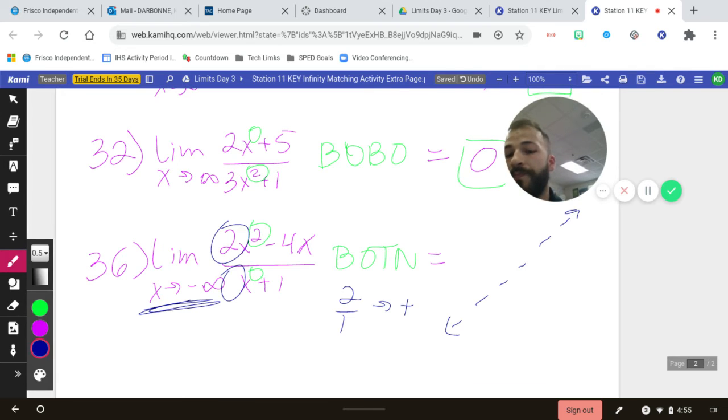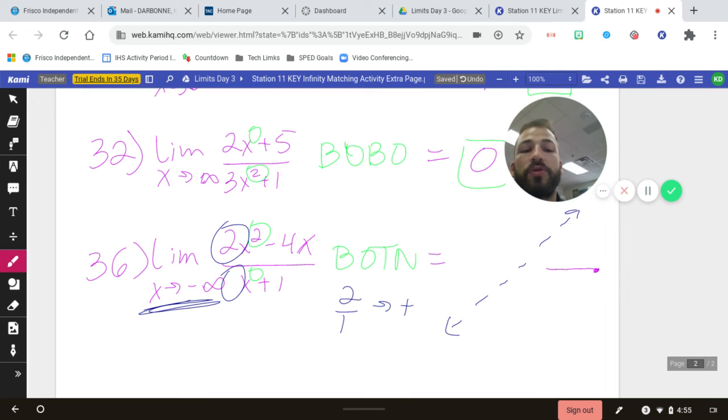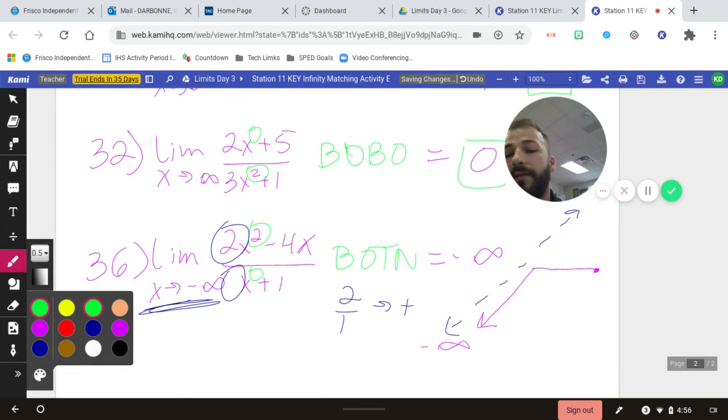Okay. Then I look at which infinity I'm going towards. So I'm going towards negative infinity. So I'm going to start on the right, and I'm going to go towards negative infinity. And then when I run into my slant asymptote, I'm going to follow my slant asymptote down towards, in this case, negative infinity. So what is my limit? Negative infinity.